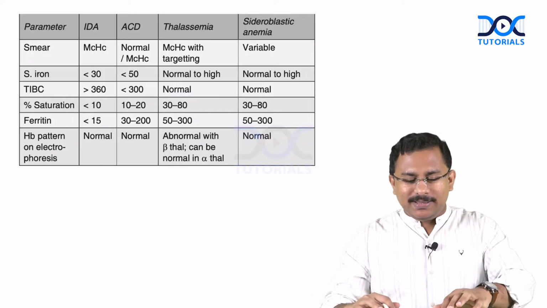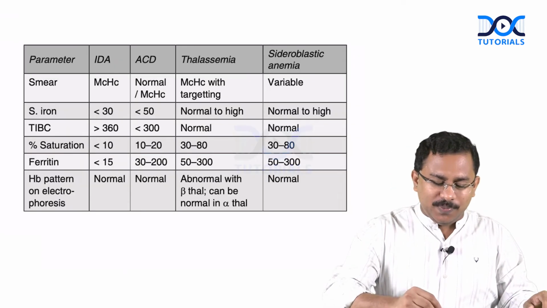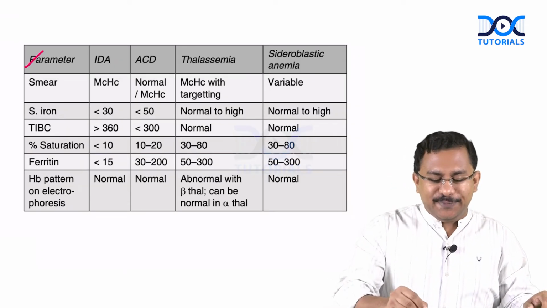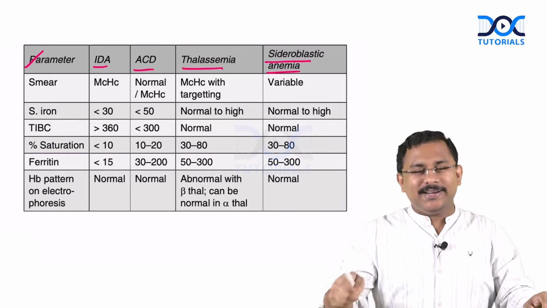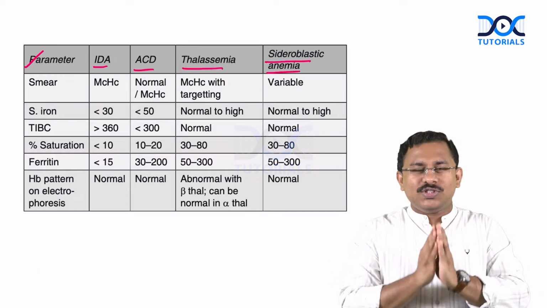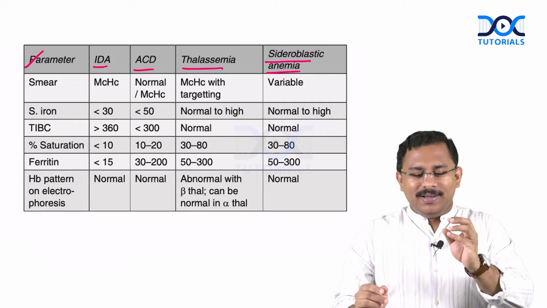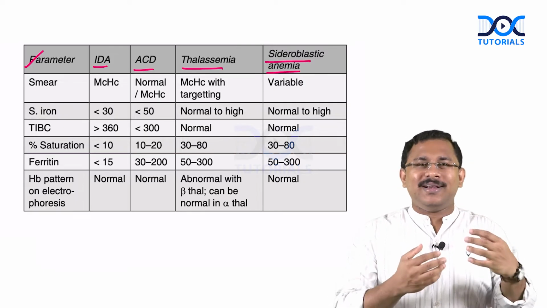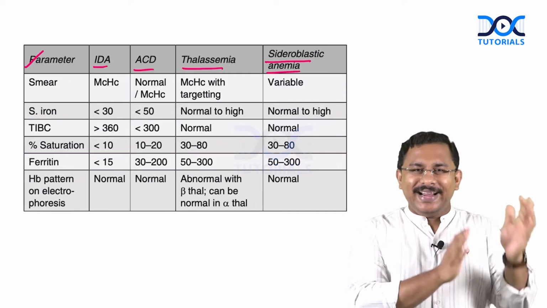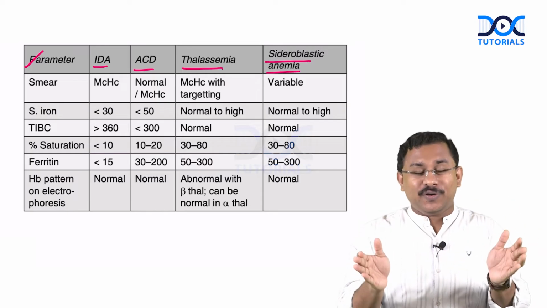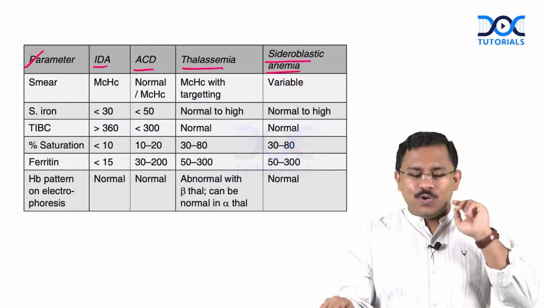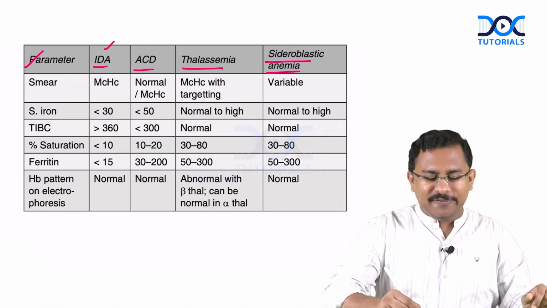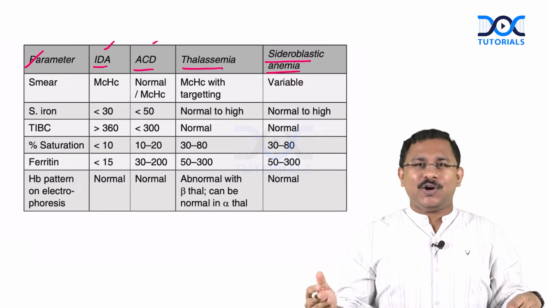And always remember this table, which I have always taught you on the various parameters differentiating iron deficiency, anemia of chronic disease, thalassemia and sideroblastic anemia. In most of my lectures, I tell you there is often a high probability question from iron deficiency anemia and anemia of chronic disease, thalassemia and sideroblastic anemia. This time two questions came. One is from iron deficiency, other is from anemia of chronic disease.